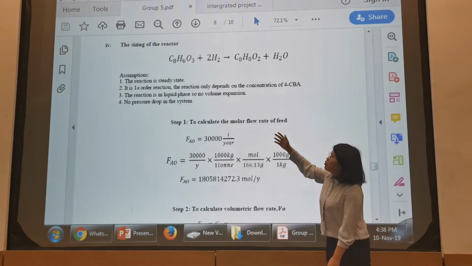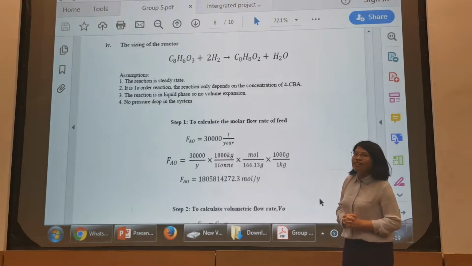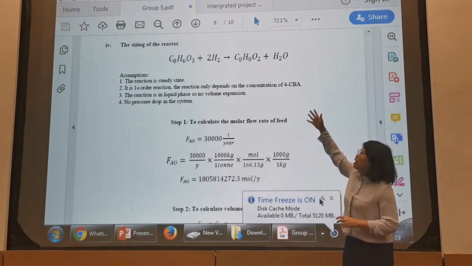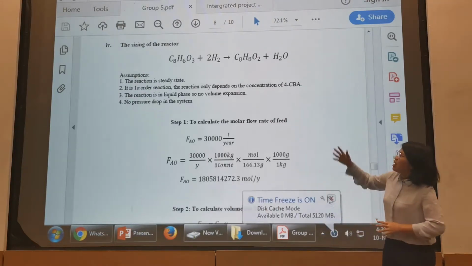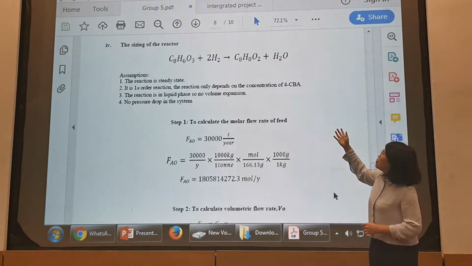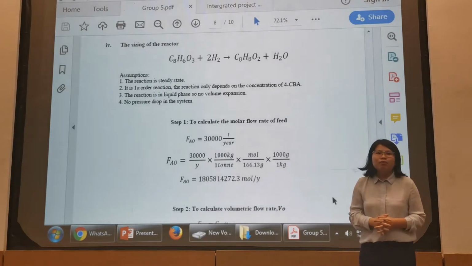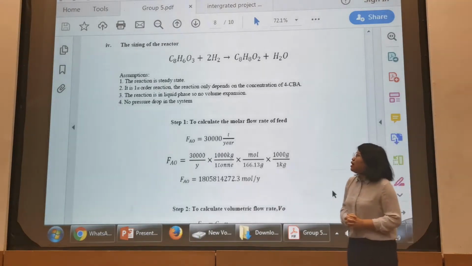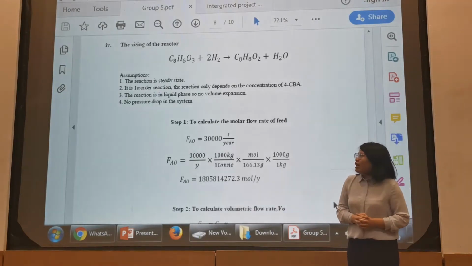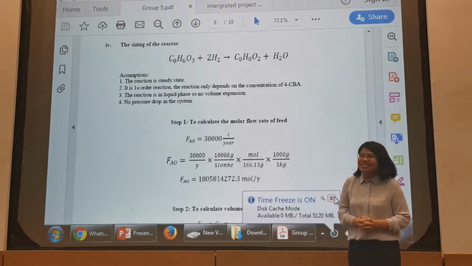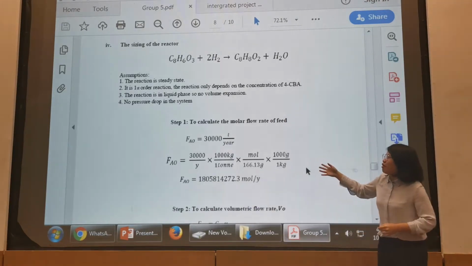Then our assumption: we assume the reaction is steady state and first order based on the equation, so the reaction will only depend on the concentration of 4-CBA. The reaction will be in liquid phase, so there will be no volume expansion, and there is no pressure drop in the system. So this is our calculation.